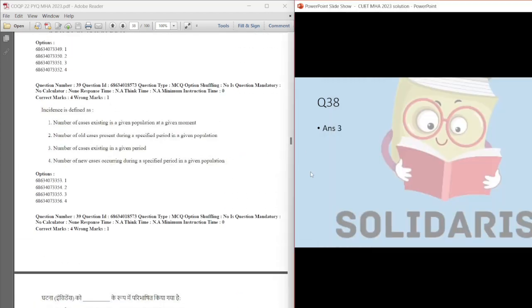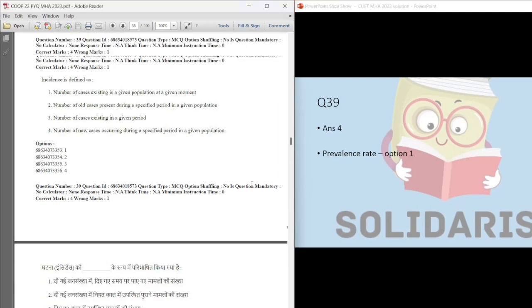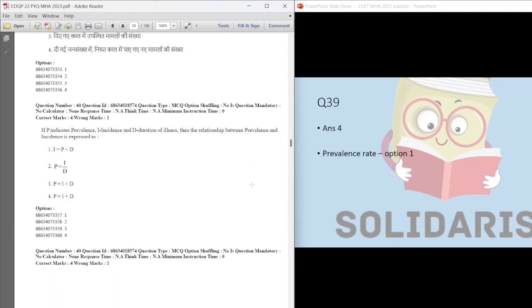In that case, we can solve more questions, na? And yeah, in the PPT I have just included: the number of cases existing in a given population at a given moment is the prevalence rate. This is a formula, just memorize it. The relationship between prevalence, incidence and the duration of illness: option 3 is the answer, and this is the formula for calculating the prevalence rate from incidence and duration of illness. So just memorize it.